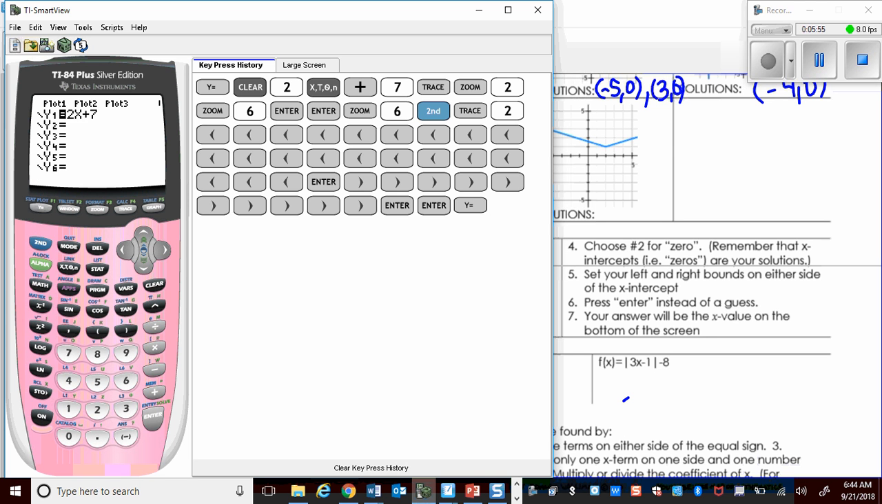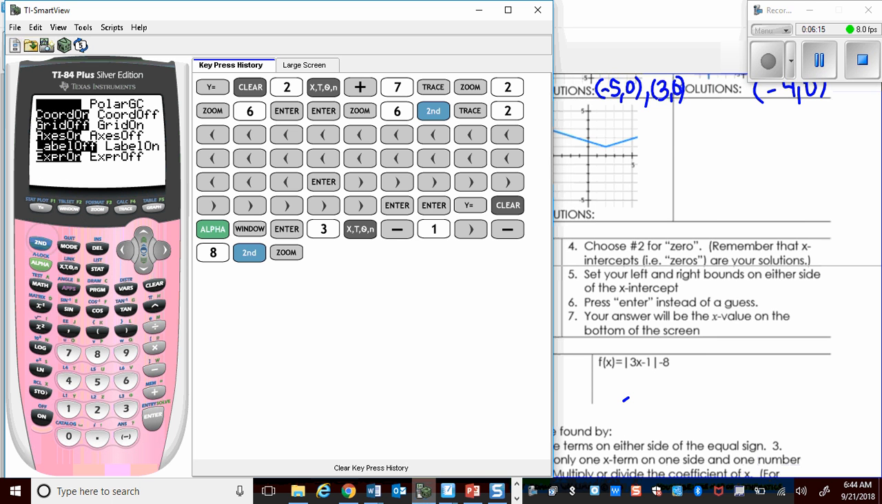So we're going to do the y, clear everything out. And this is the absolute value. So we press alpha window number 1, and we're going to insert this function, 3x minus 1 minus 8. Okay. And I'm going to go to second. I'm going to press trace first.